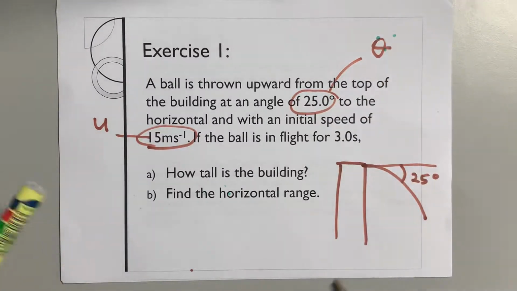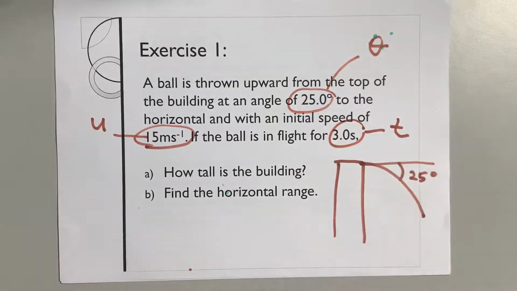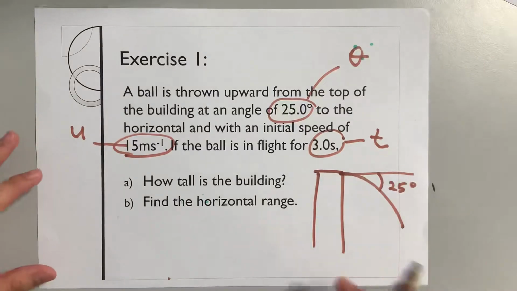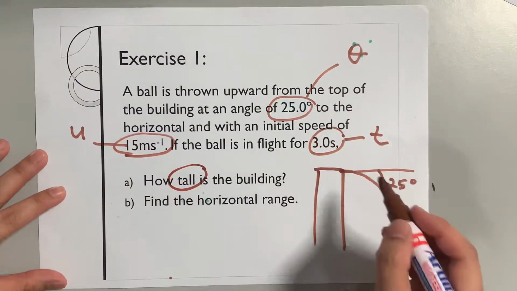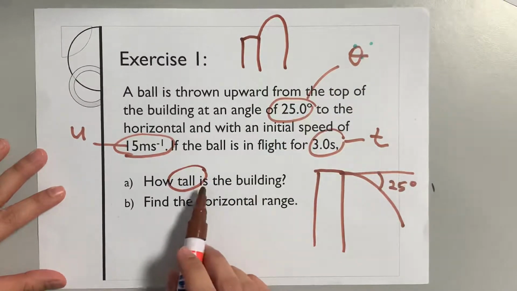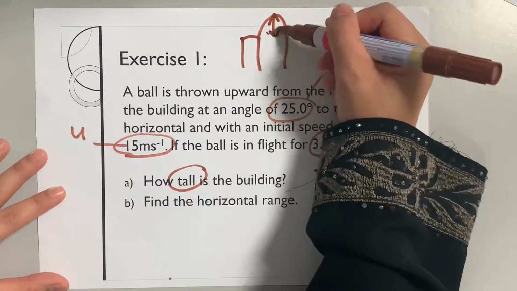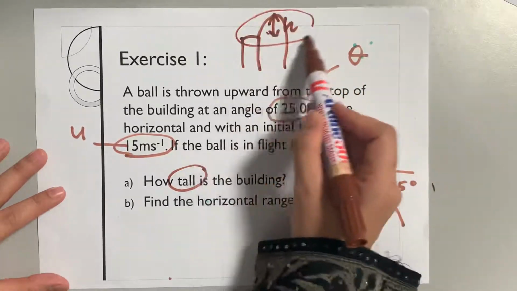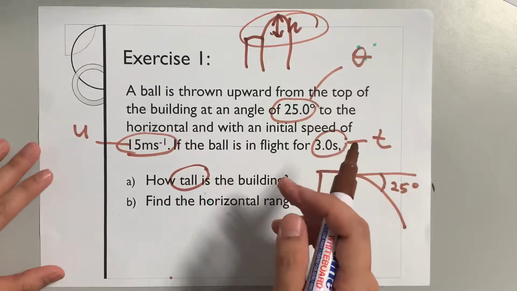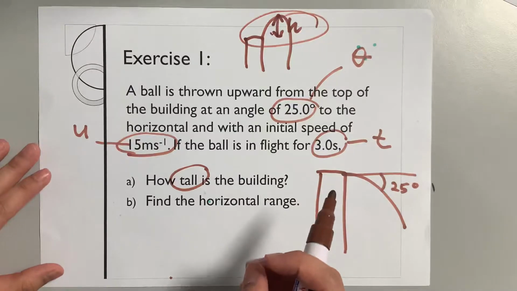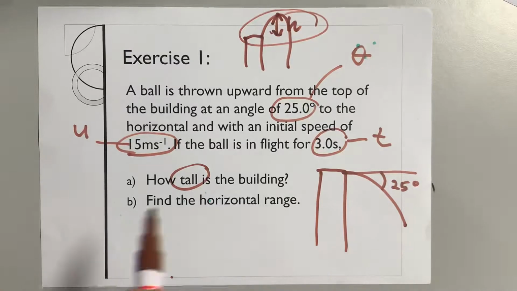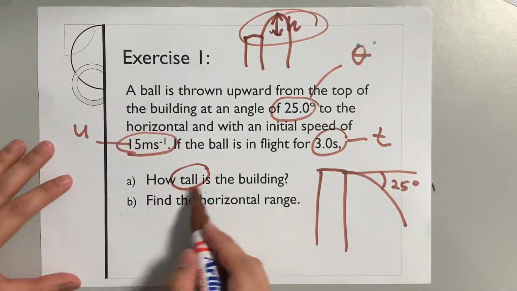If the ball is in flight for 3 seconds, so here is the time. How tall is the building? You cannot draw this one like this, because if they ask for the height of the building, you have to add this height. It's quite complicated to calculate this height. If you are an engineering student or specialize in physics, I will tell you this. But for computer science and IT students, you just need to know how the motion is. So how tall is the building?